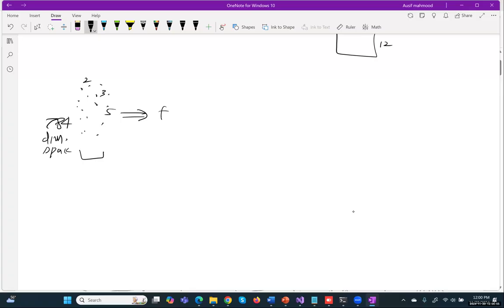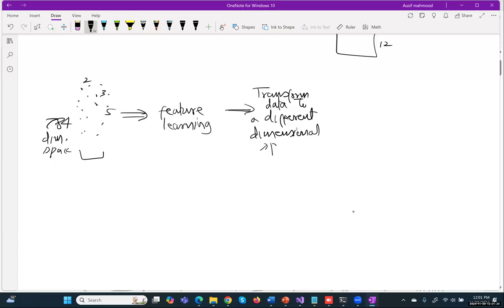So what we are doing is some feature learning. At the end of the feature learning, the goal is to transform the data to a different dimensional space. As we discussed, we started with 784 dimensions, and we ended up with a latent space of 96 dimensions in our example, right?